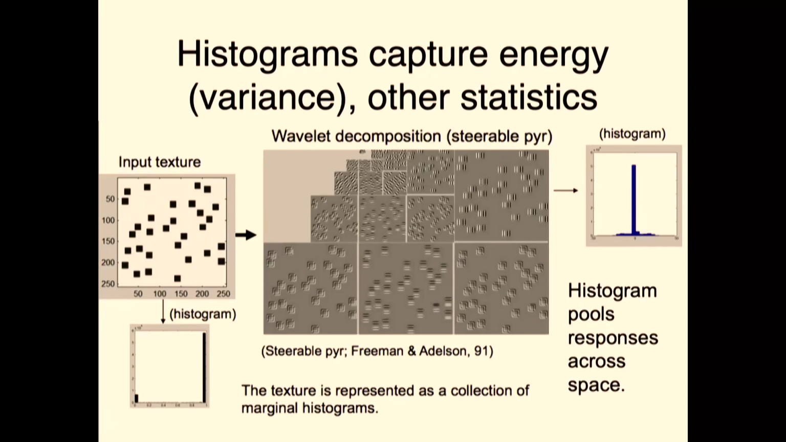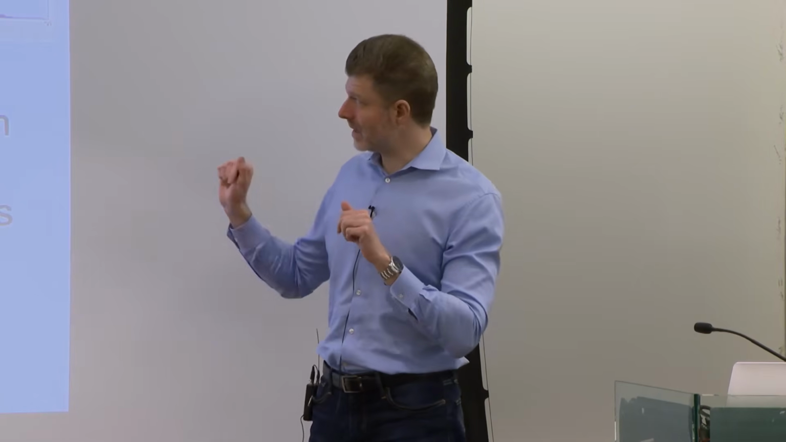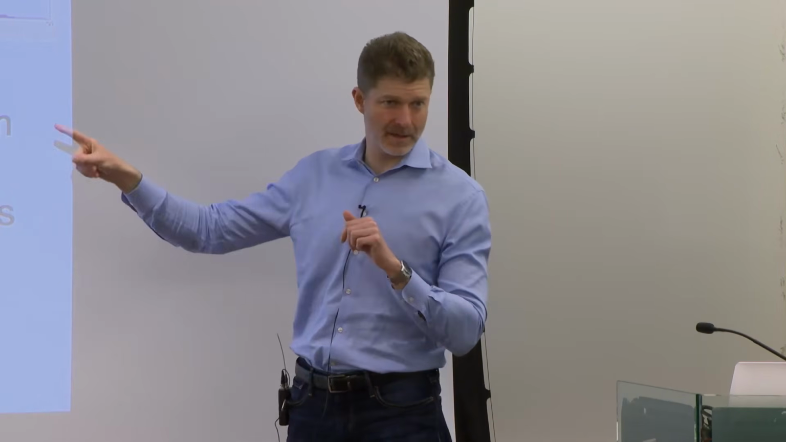All right, so what we want to do is take some candidate image, generate the subband representation, and then generate these histograms. Then we want to take a noise image and alter it so that it has the same histograms in these subbands, in the filter responses. Okay?